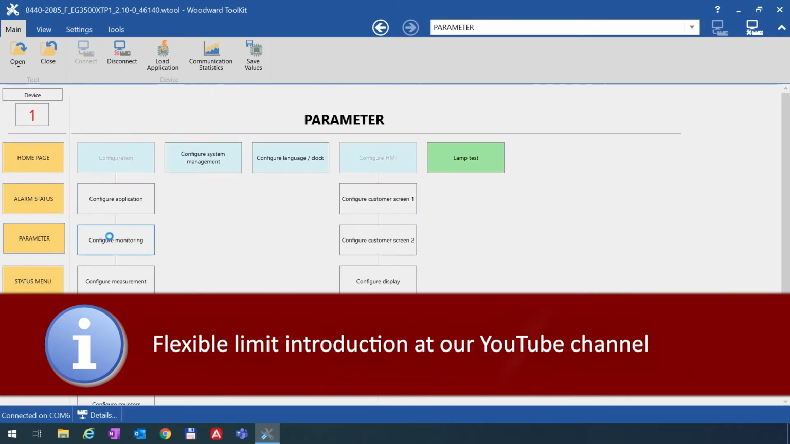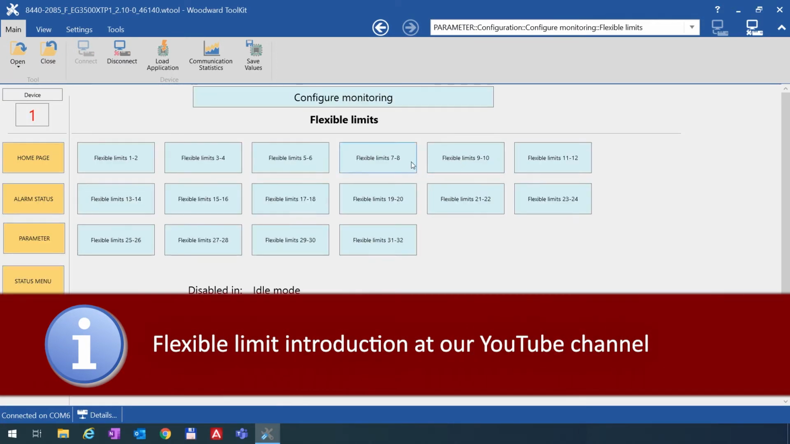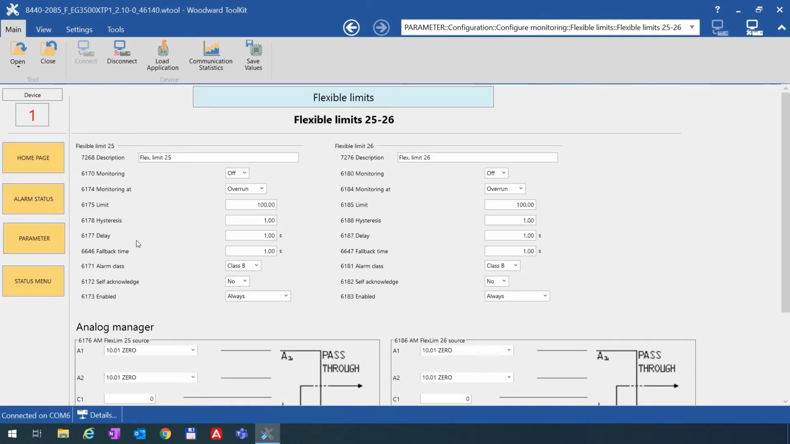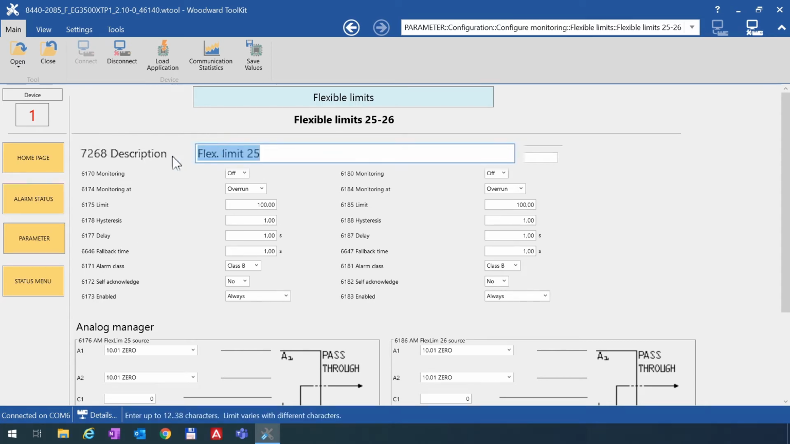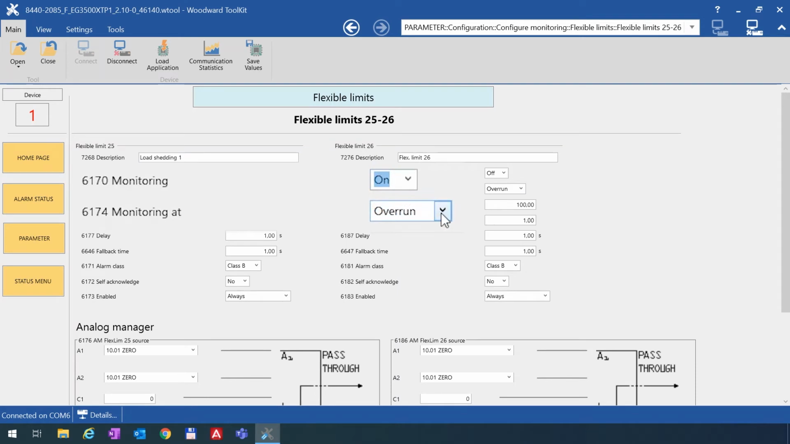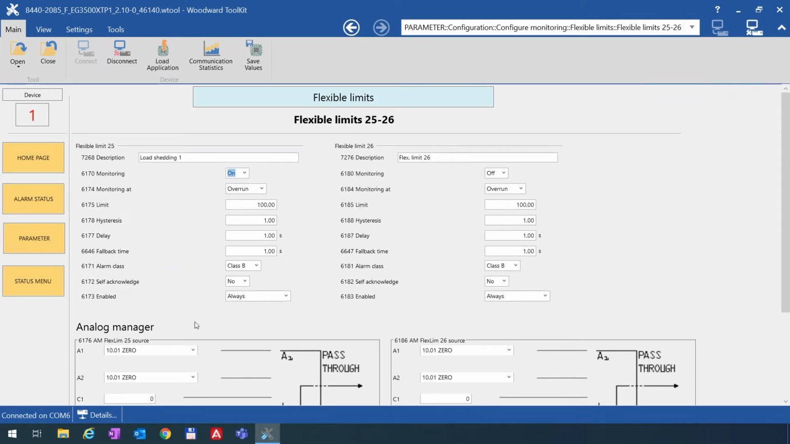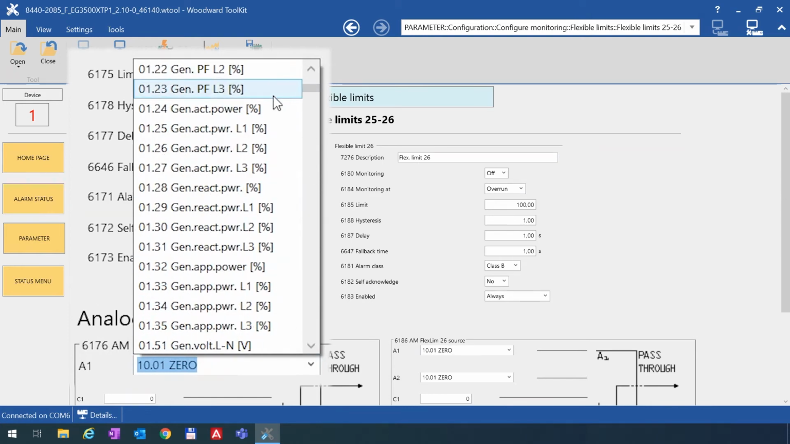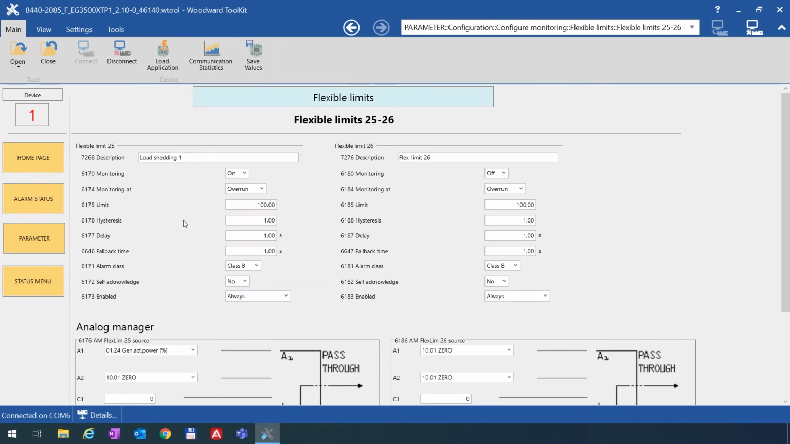We will use flexible limits 25 and 26, as they have a parameter called fallback time, which defines the time to reconnect the field if the load has decreased. Flexible limit 25 will be the first load shed point. We turn the monitoring on, and leave it at overrun. A source at both limits is generator active power. The limit defines the load to shed the field, in this example 95%.